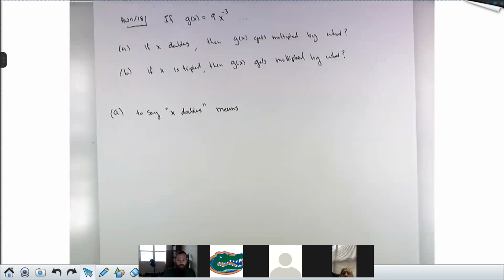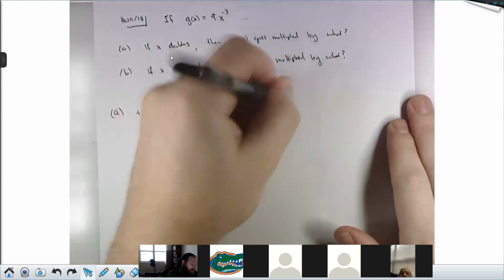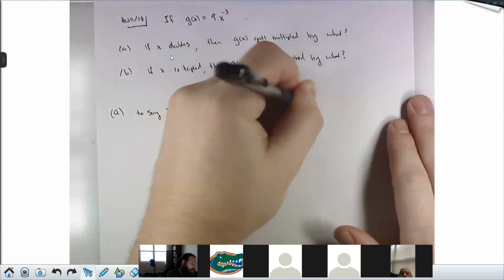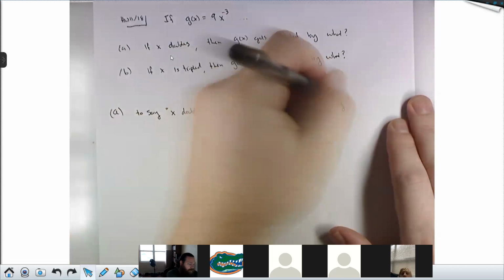Symbolically, in terms of algebra, what does it mean to say something doubles? Would it be 2 times that variable? Yeah, exactly. This means x gets replaced by 2 times x.